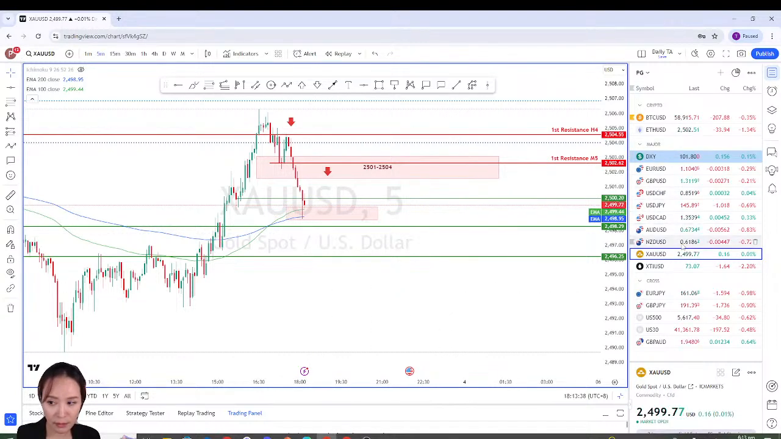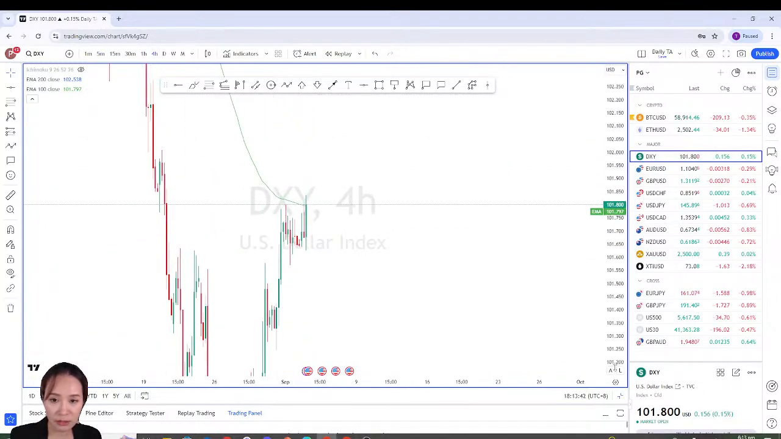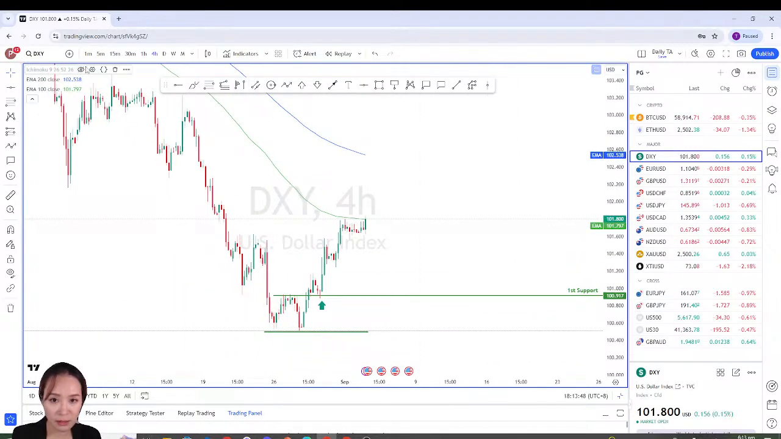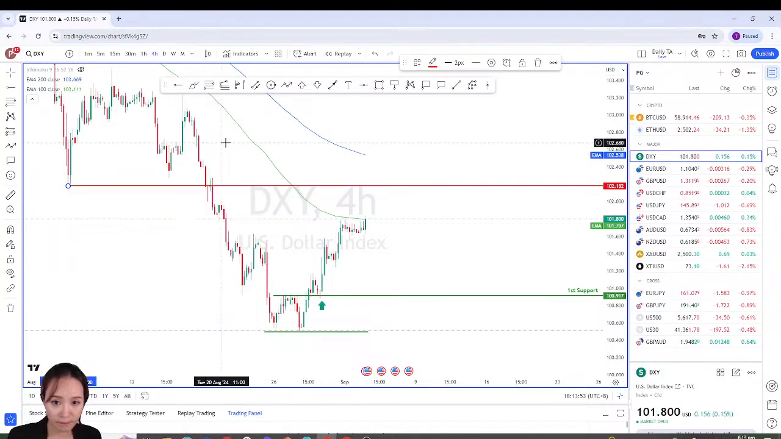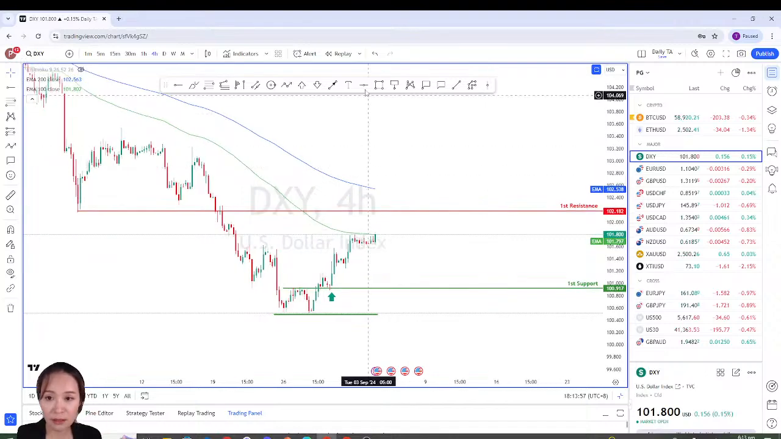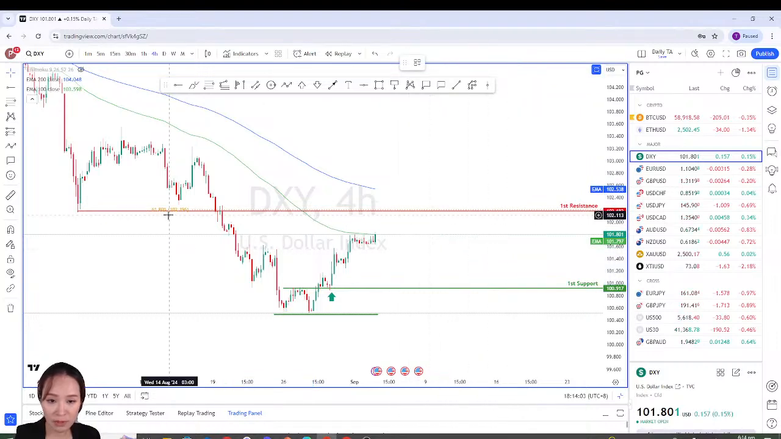Let's go back and look at the dollar. What is our dollar? Like I mentioned, you need to know how to look at the dollar index as well. You can see that for the dollar index I have a target here, meaning that price should go all the way up here, which I think is the 61.8% Fibonacci level. So that's going to be my first resistance.